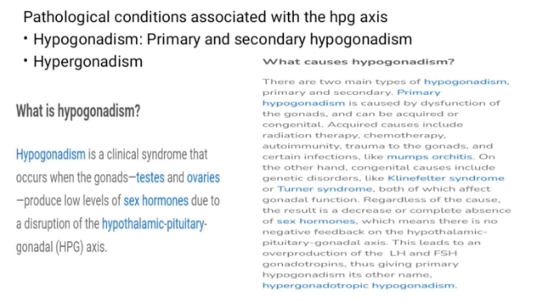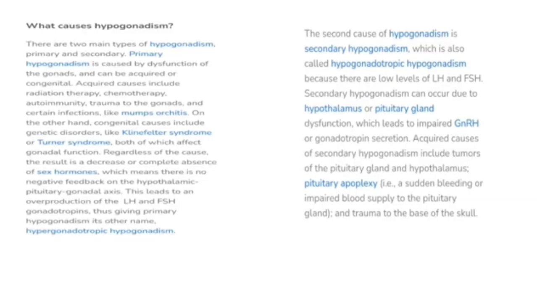So in most cases, when there is primary hypogonadism, that is the low secretion of sex hormones, estrogen, progesterone and testosterone, and they are underproduced, then the negative feedback will not be there. And once there is no negative feedback, that means LH and FSH will accumulate and keep rising.